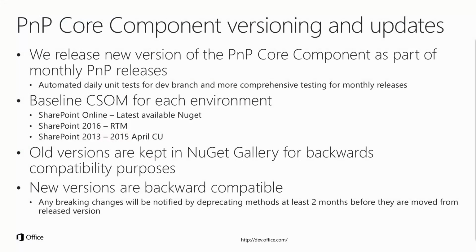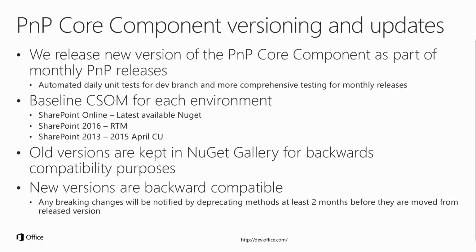Now, before we close the video, let's quickly have a look at some other topics as well. So the PnP core component versioning and updates, and this is a relatively common question around the PnP core component. We are releasing a new version of the PnP core component on a monthly basis as part of the monthly patterns and practices releases. We absolutely do automated unit testing for the core component, and the monthly releases are just making sure that we have enough time to do more comprehensive testing for these monthly releases.